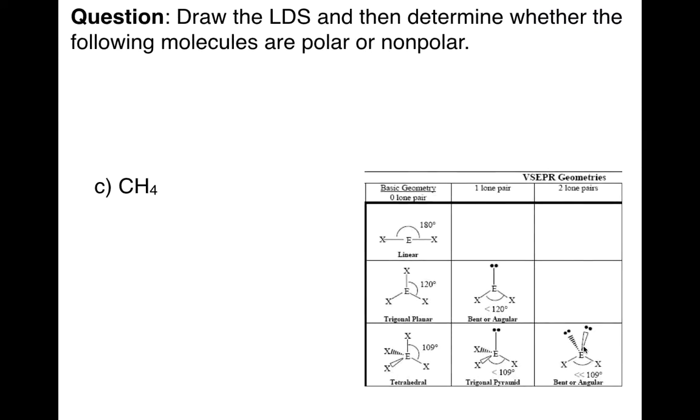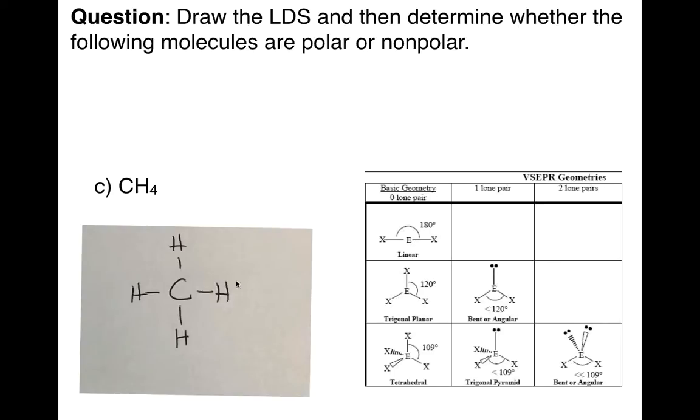Next up, CH4. Try drawing that. Again, I'm going to draw it totally flat, which is okay. Which geometry best fits it? Tetrahedral. If it's tetrahedral, that means it is nonpolar. Notice all the hydrogens are pulling on the electrons evenly. So it's like a game of tug of war where everybody's exactly the same, and you're playing, let's say, a game of tug of war with 4 people. So it's not moving. It's just staying exactly in the center.